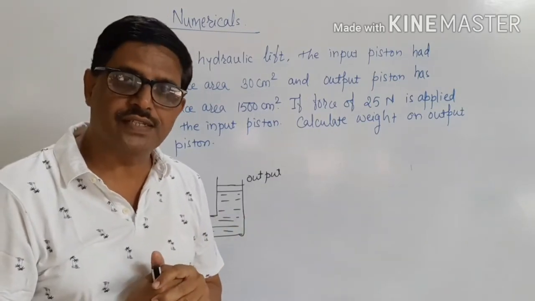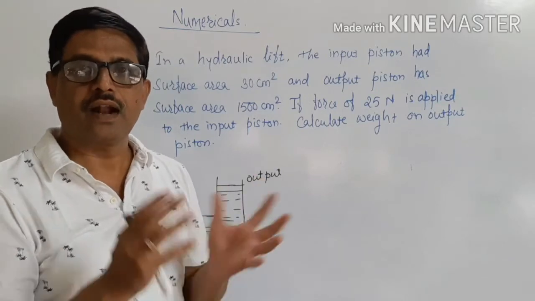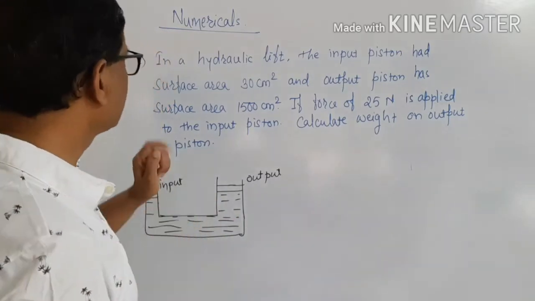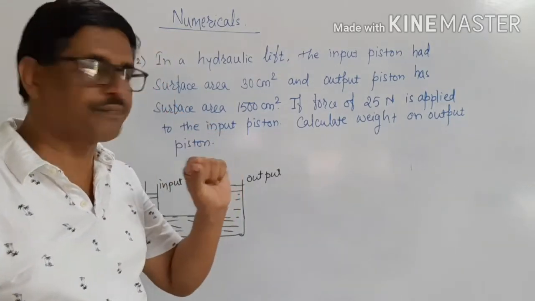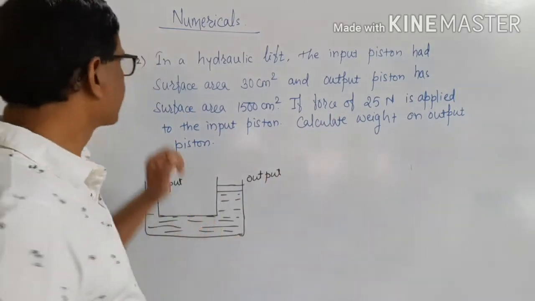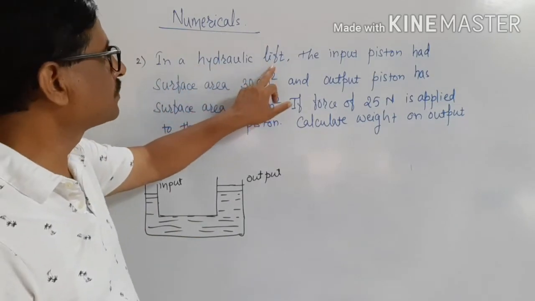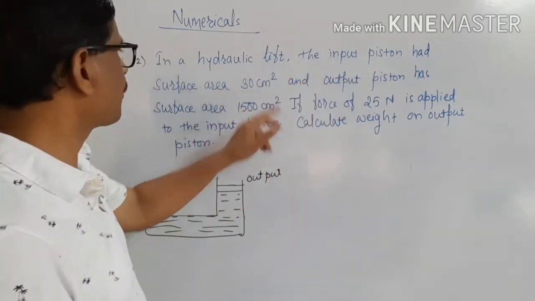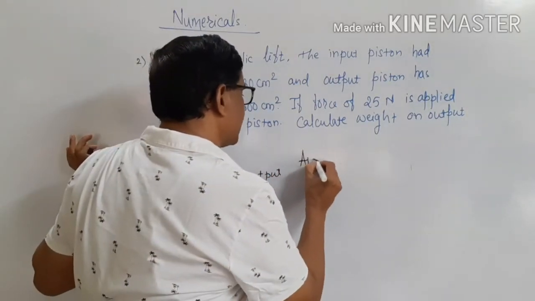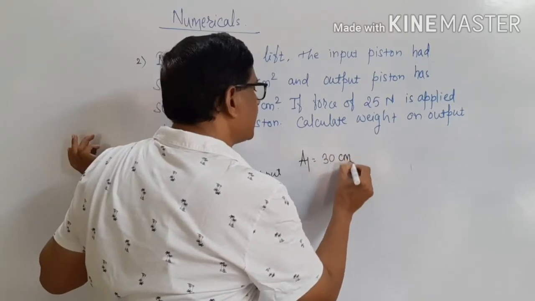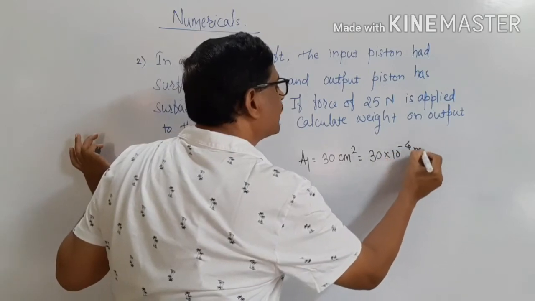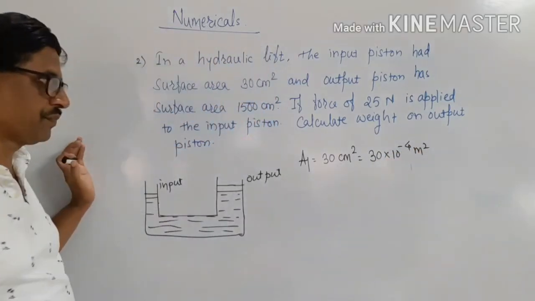What does the problem say here? Go to the stem of the problem and understand what is given to us and what is to be determined. For that, we will read the problem first, line by line, and then we try to solve it. In a hydraulic lift, the input piston has a surface area of 30 centimeter square. Here the input piston has an area A1, which is given as 30 centimeter square, and if you need it, you may convert it into the SI system.